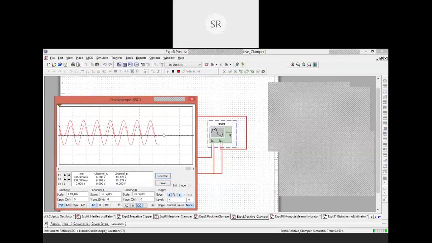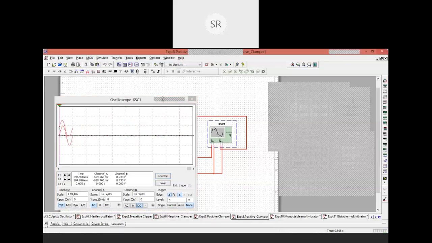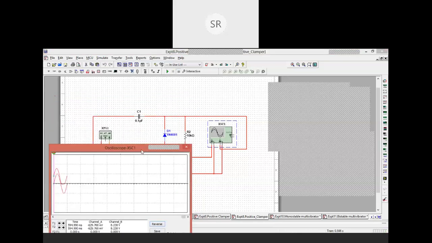Here, input is connected to channel 1 and output is connected to channel 2. You are viewing the two sinusoidal waveforms. One is zero crossed, another one is above zero voltage. Okay, just stop the simulation.